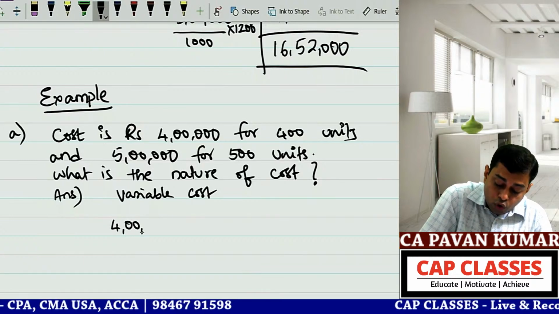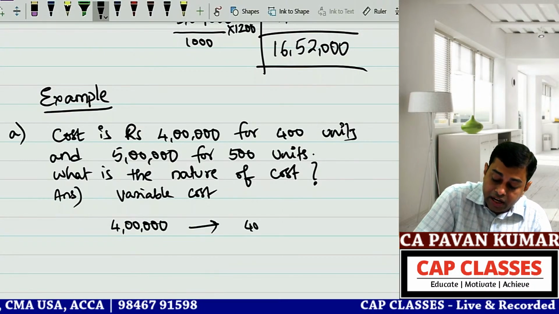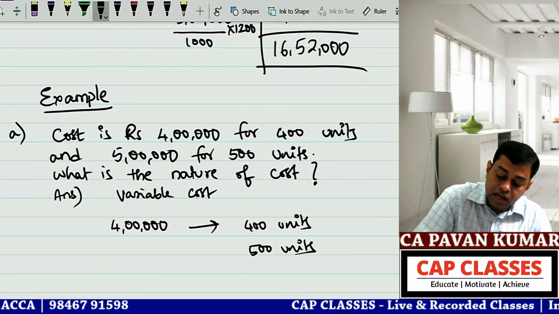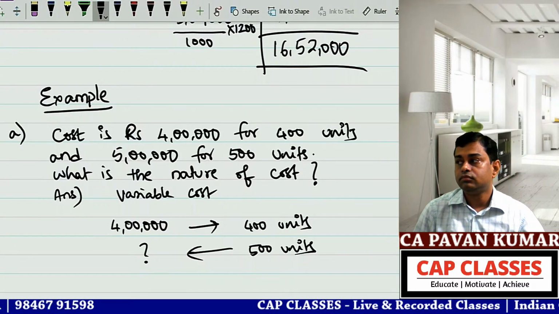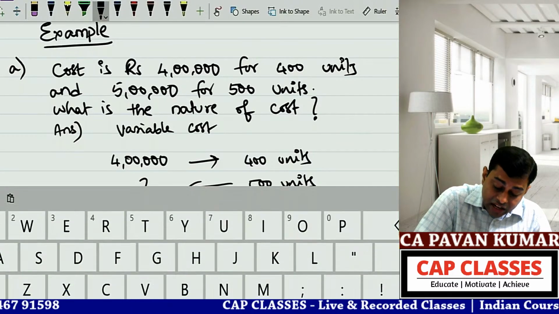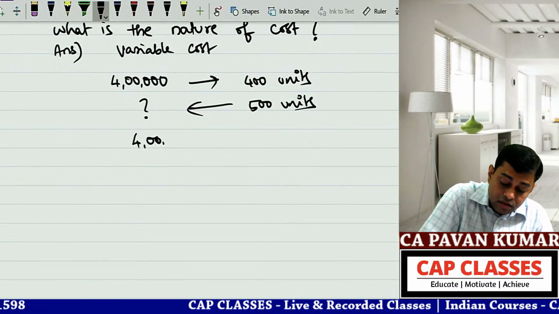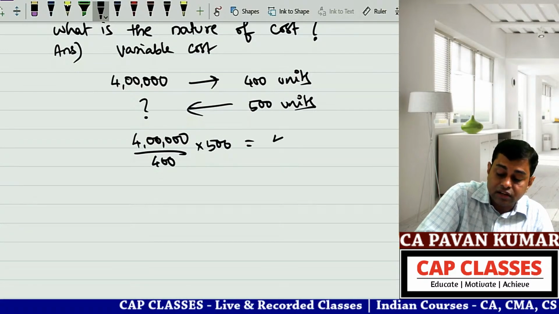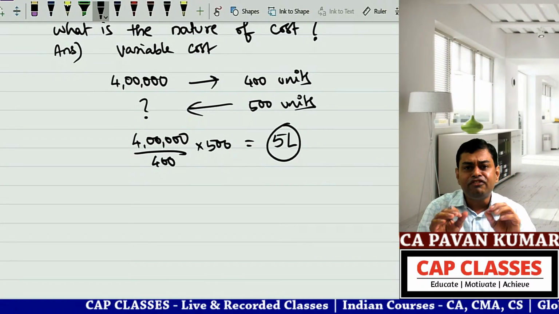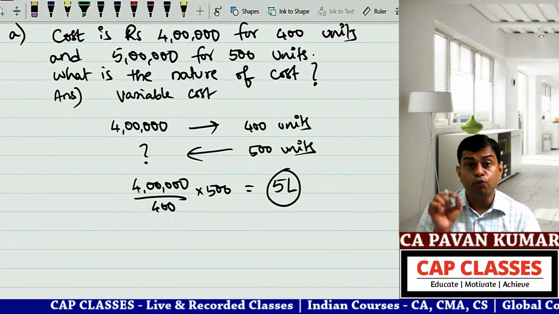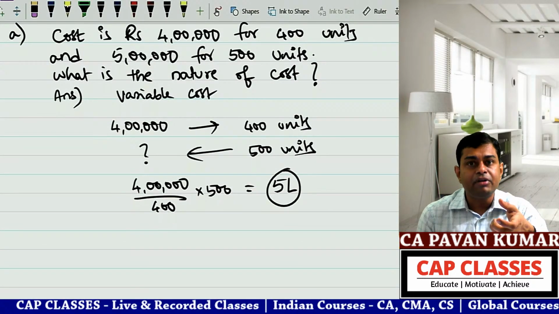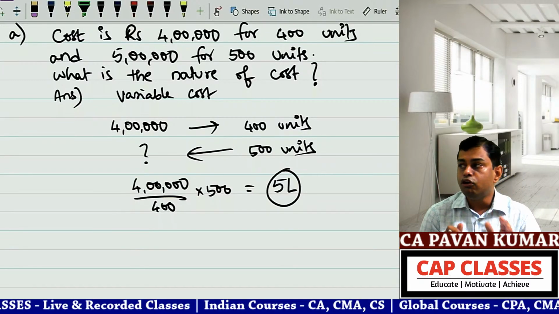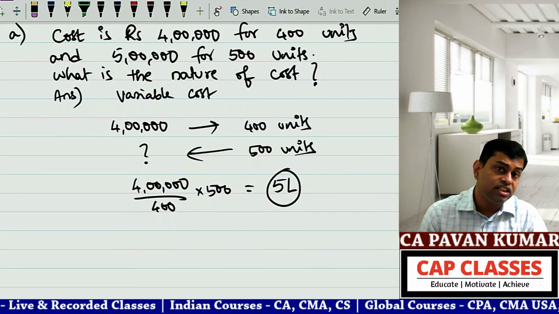Why is it variable cost? See, for 400 units, if it is 4 lakhs, for 500 units, how much? Okay, calculate proportionately. How do we calculate? 4 lakhs divided by 400 units into 500 units is equal to 5 lakhs. So this is a perfect equation for variable cost. So variable cost not only moves in the same direction, it moves proportionately. This is situation 1.